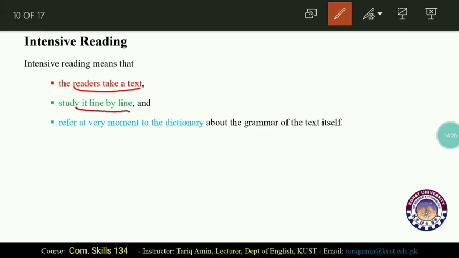You refer every moment to the dictionary about the grammar of the text itself. When you come across different words, phrases, and sentences, what do you do? You refer to the dictionary for the meaning of words, and for the grammar of phrases, clauses, and sentences. So you consult the dictionary for that. So this is intensive reading.